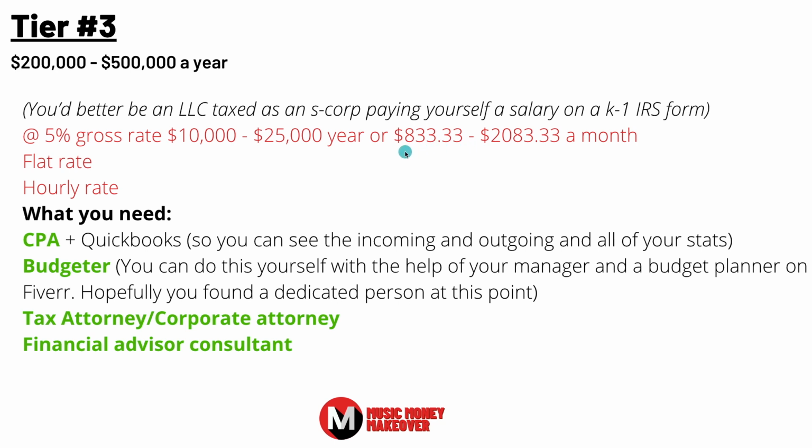All right, so this is going to run you anywhere from $833.33 a month to $2,083.33 a month. These are mortgages at this point. I mean, you're paying a mortgage to your business manager a month. You're paying their mortgage as one client, and you can't really afford that. This is gas for the tour. This is expenses and stipends for the bandmates that you got to pay for. You can't do that. Not yet. So you're still on the CPA, the budgeter, the tax attorney, corporate attorney, financial advisor.